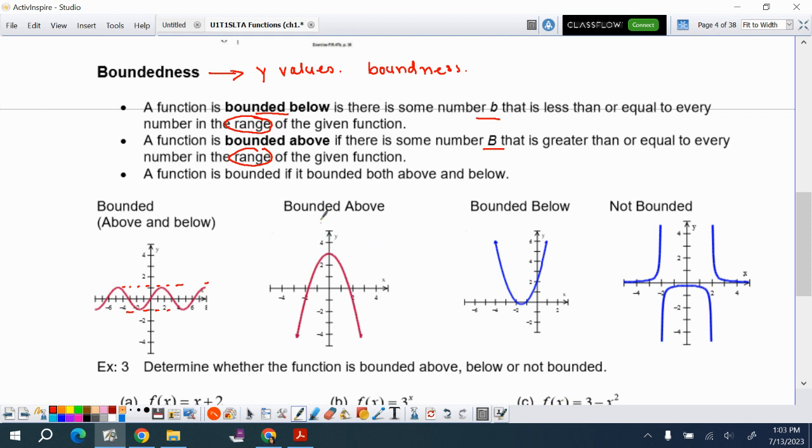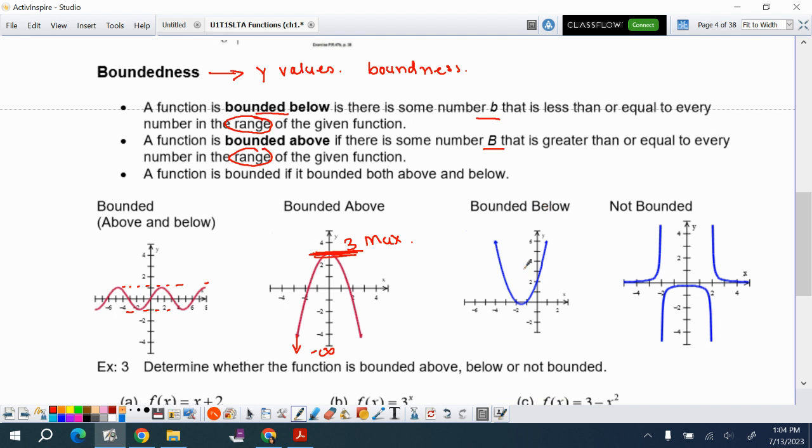Now let's take a look at the parabola here. It's an upside down parabola, and you can say that the maximum value is 3. That's the maximum. So this one you can say is bounded above because there is no y value above it. The boundary is 3, the maximum. Maximums are bounded above. Here it goes to negative infinity, so negative infinity to 3, and that's called bounded above.